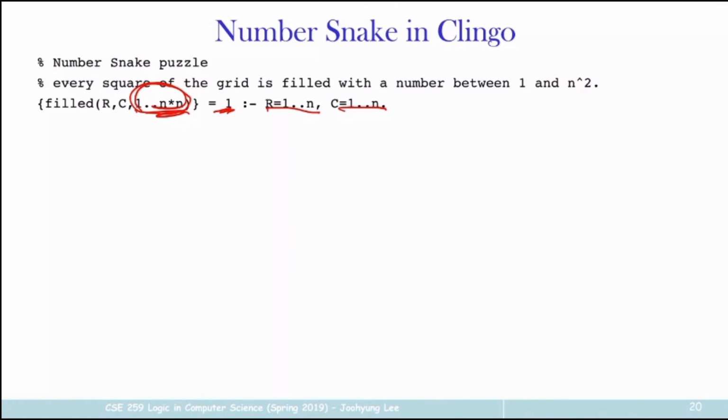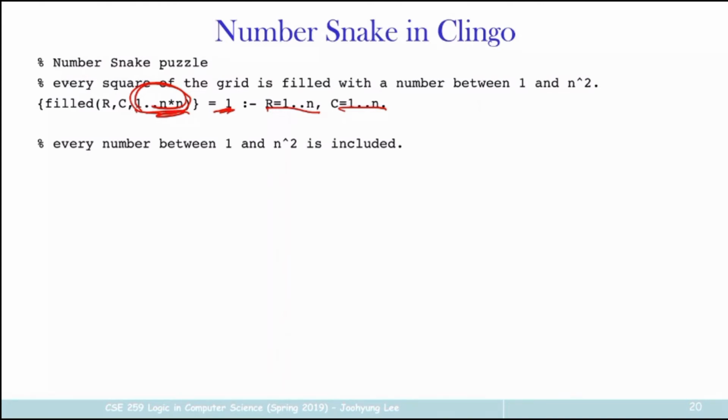Does it make the solution for the number snake? Obviously not. You just put a number from 1 to n square into this n by n grid. But if you're lucky, you will see the solutions in there. Now, we should make sure that every number between 1 and n square is included. We should not miss any of the numbers.